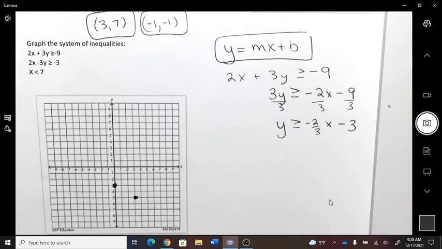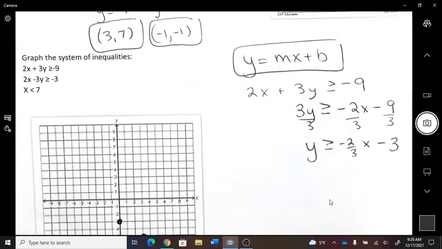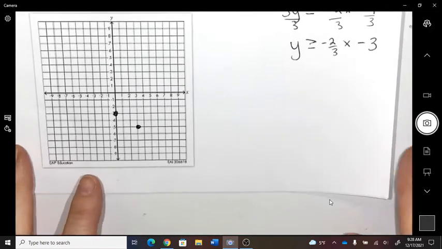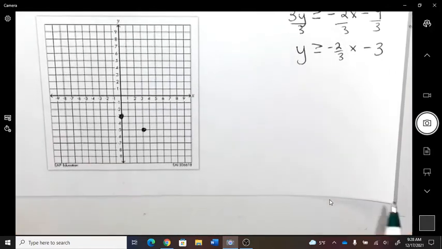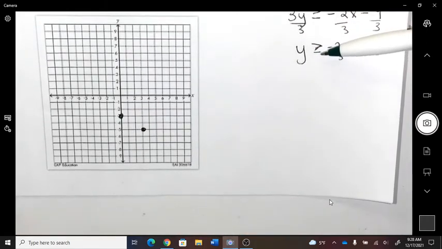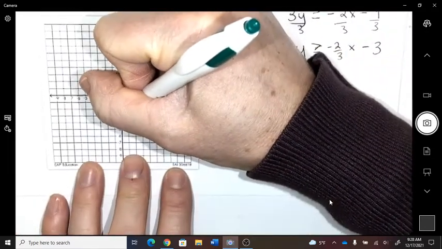Okay, now, what kind of line will I draw? I have two options. Is this a dashed or a solid line? So I look at the inequality and it says I could be greater than or I could be equal to. So I could be on the line, so it can be solid.